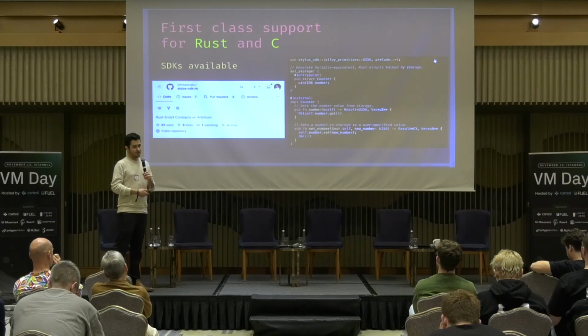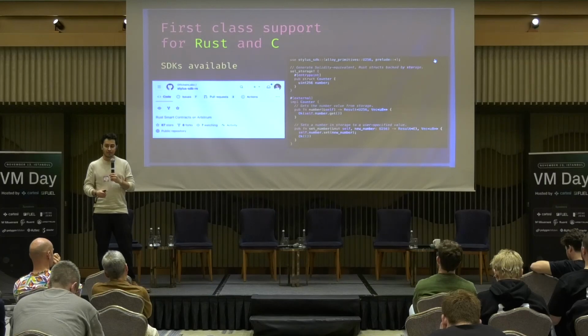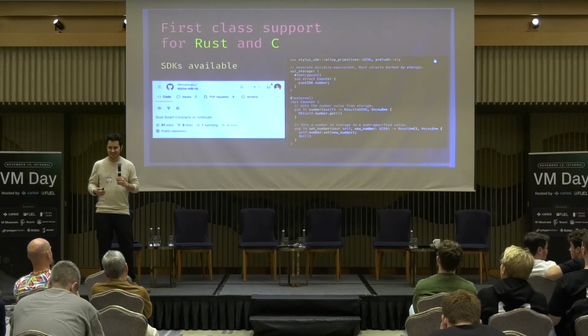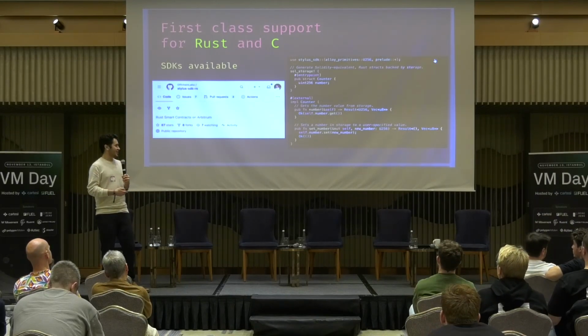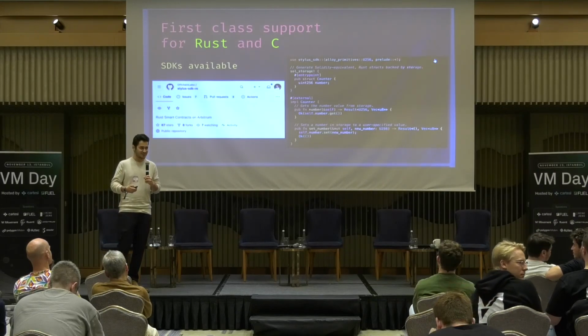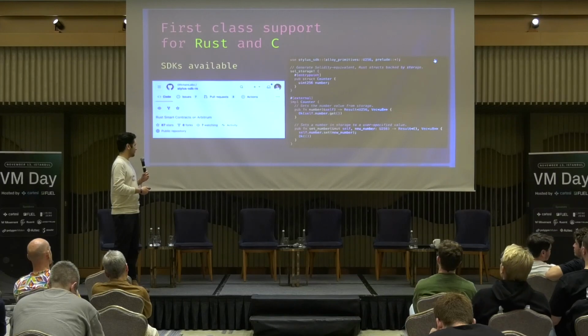We have first-class support for Rust and C, and because the API to the EVM is so low level, anyone can write a custom framework on top of this. Anyone can write an SDK. It's permissionless. You can do it yourself. Some people started already writing more C SDKs, and there are Zig SDKs as well available for people to use.